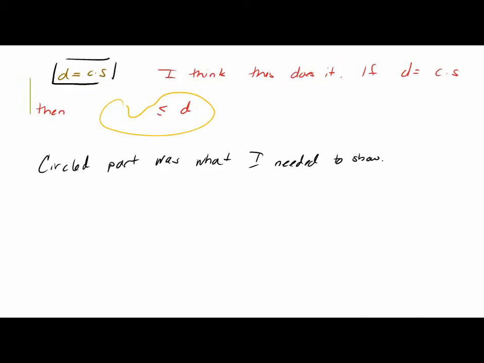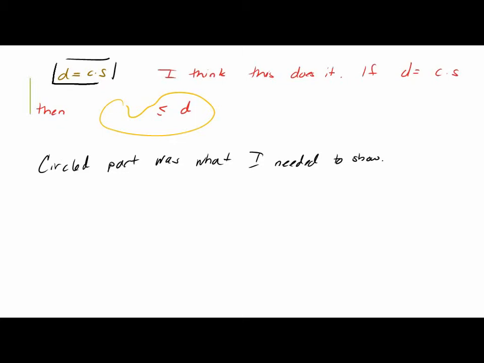So what do I got to use? I got D is C times S. And I think this does it. I'm staring at that and I think I'm done. Because if D can be broken up into 2 pieces, multiplied as C and S, then C and S have to be less than or equal to D. I'm not working with fractions, I'm working with just positive integers. So if I have 2 positive integers that multiply up to be a 3rd positive integer, each one of those has to be smaller than or equal to my final product, right? Oh, the circle part disappeared, but that's what I needed to show.